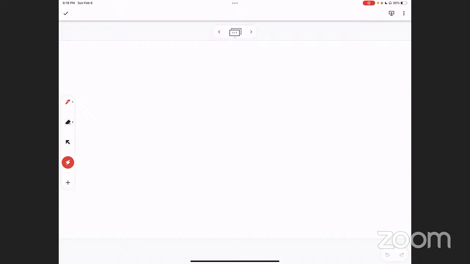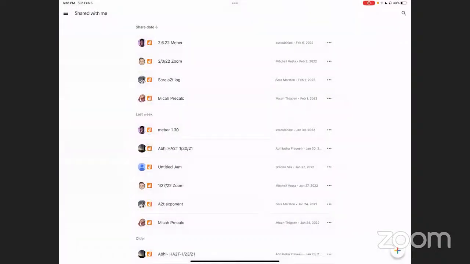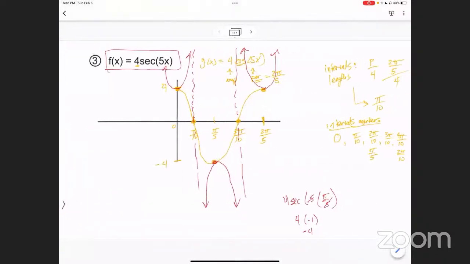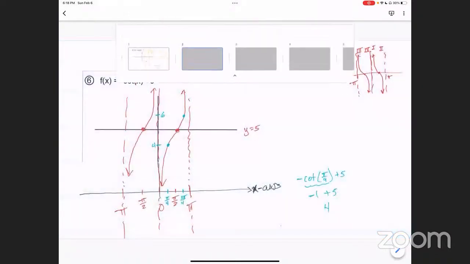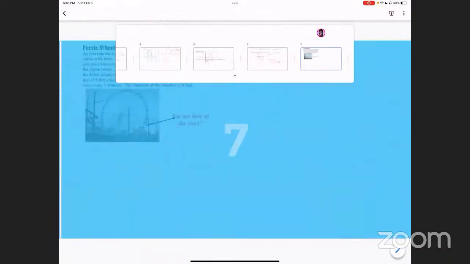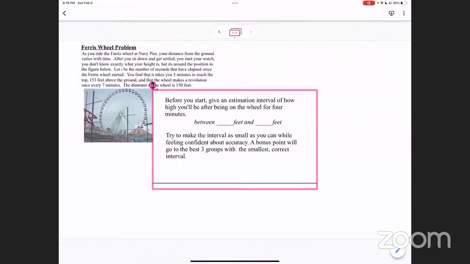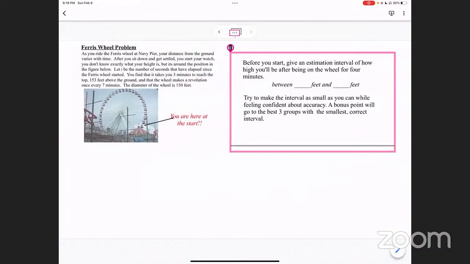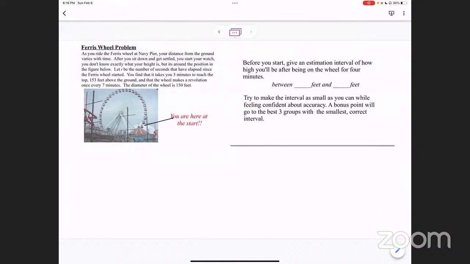I just added something. It's not showing up on the screen for some reason. Sometimes I have to close it down and open it back up. There it is. All right, classic Ferris wheel problem.